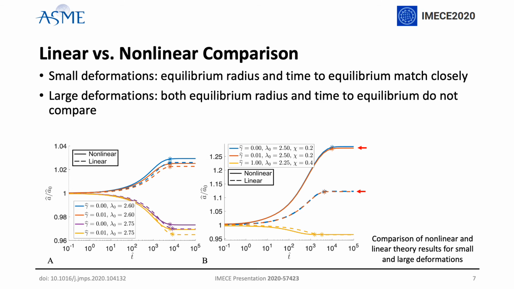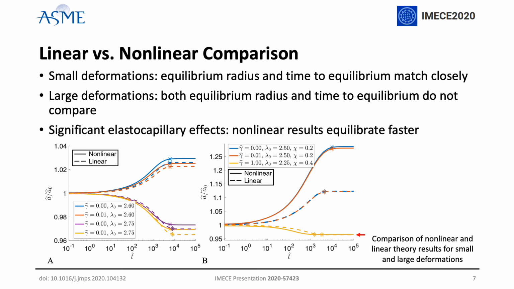not match. The yellow case demonstrates a case with a high surface energy value leading to significant elastocapillary effects, where the final radius matches, but the time to equilibrium does not match. Overall, these images show that for large deformations and significant elastocapillary effects, linear theory is not sufficient for predictions of the transient response.